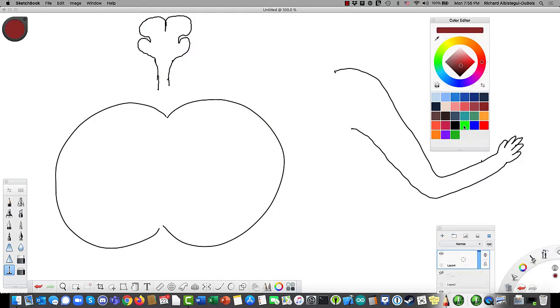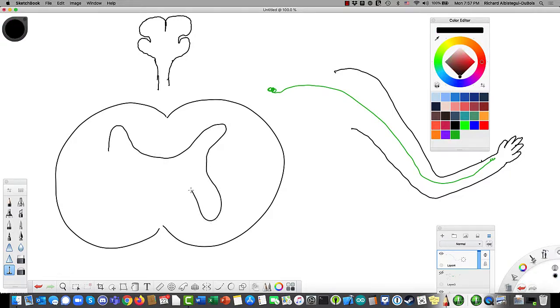So the ones carrying crude touch or pain, let's say from here, the primary somatosensory neuron is similar, but what it does is a little different. So it's going to enter our spinal cord. So there's its cell body in the dorsal root ganglion. But it's actually going to synapse here in this dorsal horn.